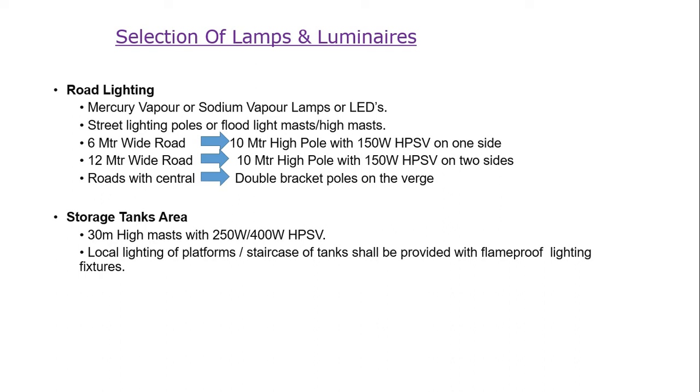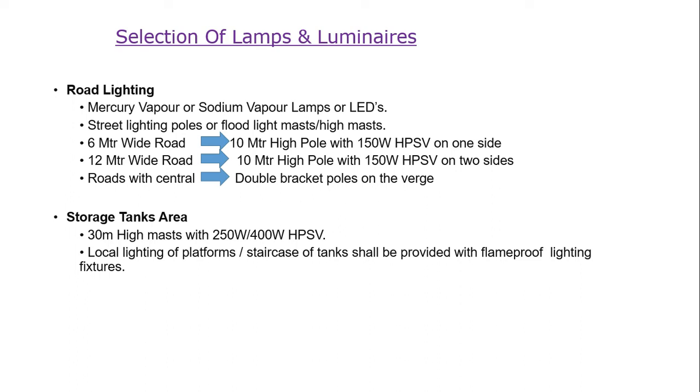So for a standard 6-meter wide road with 10-meter high pole, a 150 watt LED light fixture would suffice the requirement of that purpose. If it's a 12-meter wide road, then 10-meter high pole, 150 watt, but we have to provide it on both sides for the 15 lux light requirements. For a road with a central verge, we use a double bracket pole on the verge.